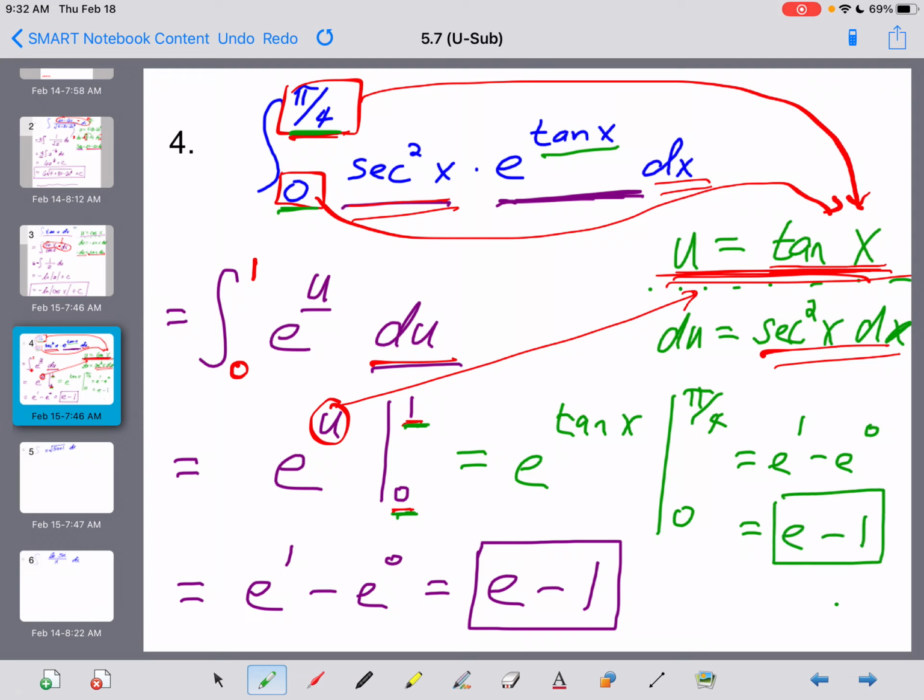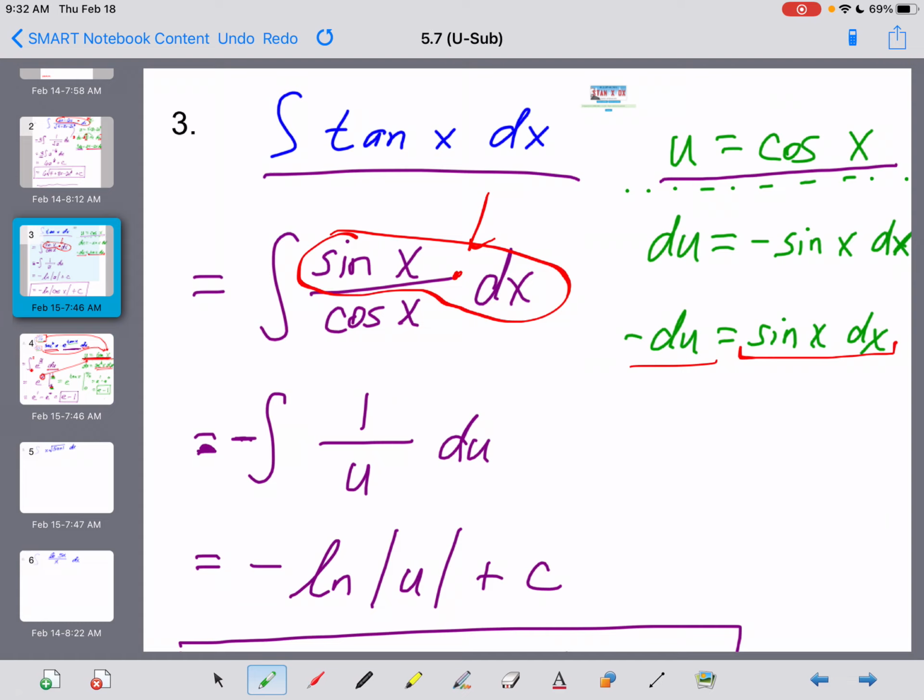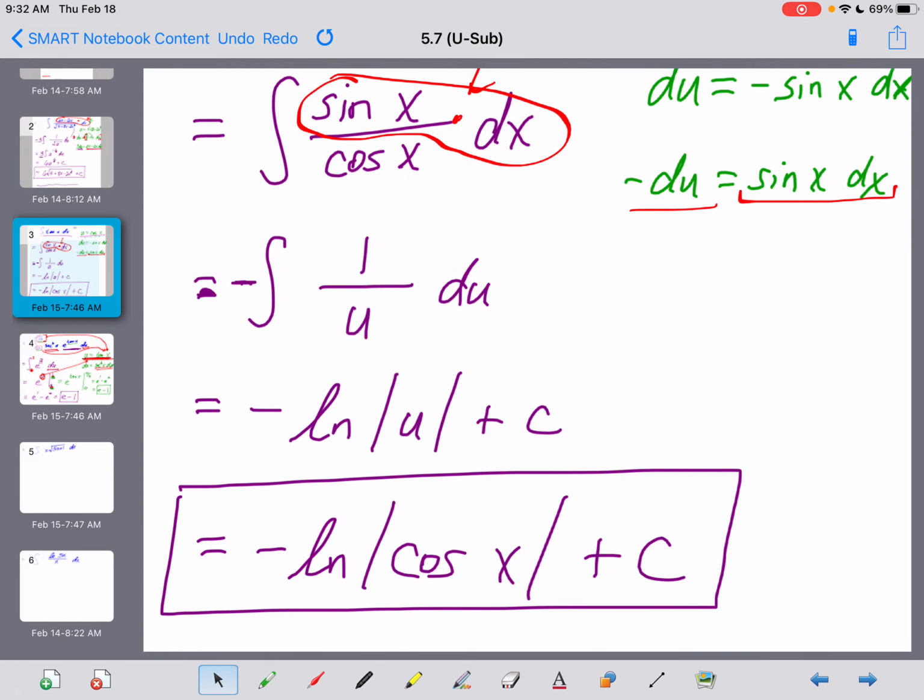So it really doesn't matter which way you do it. It's obviously less work to keep doing what I did in purple and keep everything in terms of u, including the limits of integration, and never go back to x in a definite integral problem, as opposed to the 3 that we did prior to this, where it was an indefinite integral problem and you had to go back to x. You can't leave your answer in terms of u because u was a temporary thing that we just came up with.